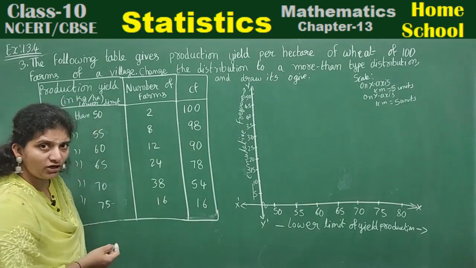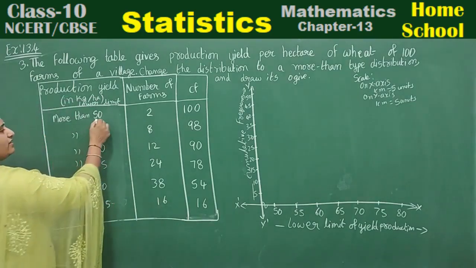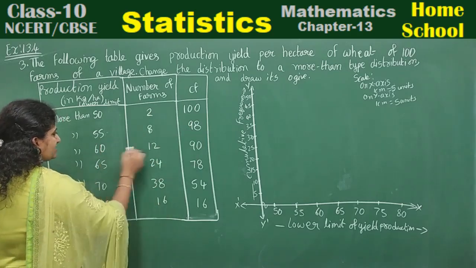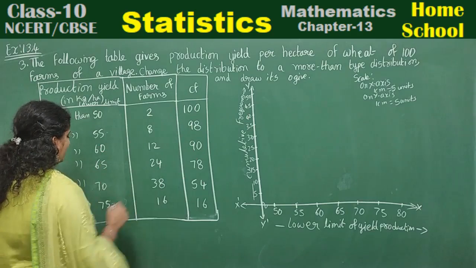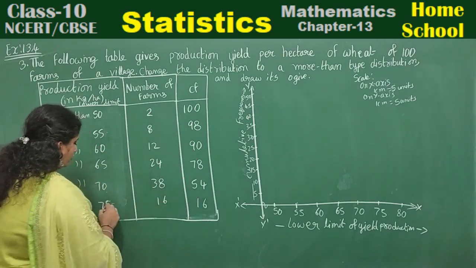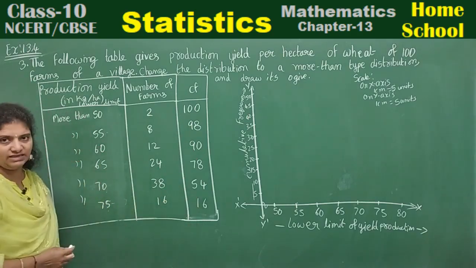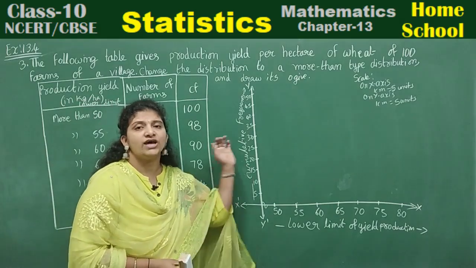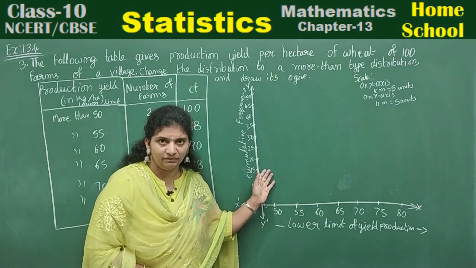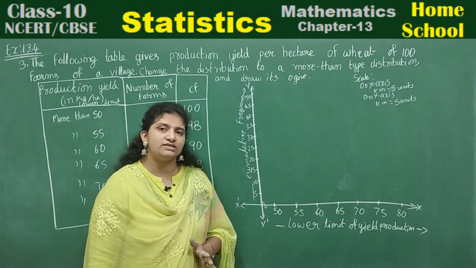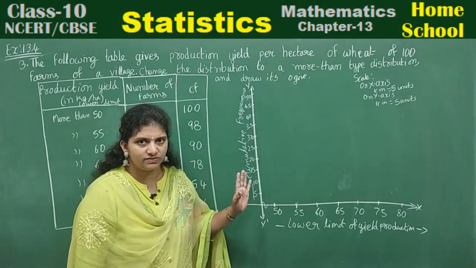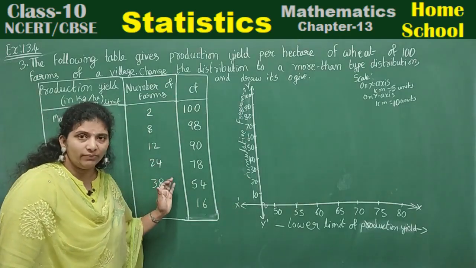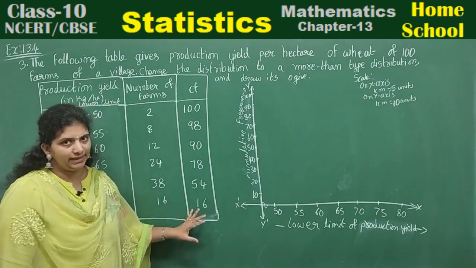If you want, you can write the coordinates, children. What are the coordinates? 50, 100, 55, 98, 60, 90, 65, 78, 70, 54, 75, 16. And look here on the x-axis. These ogives you should do on graph sheet, or you can take 3 graph sheets separately in your fair notes. Anything is okay. So this is the way we need to complete your distribution table.